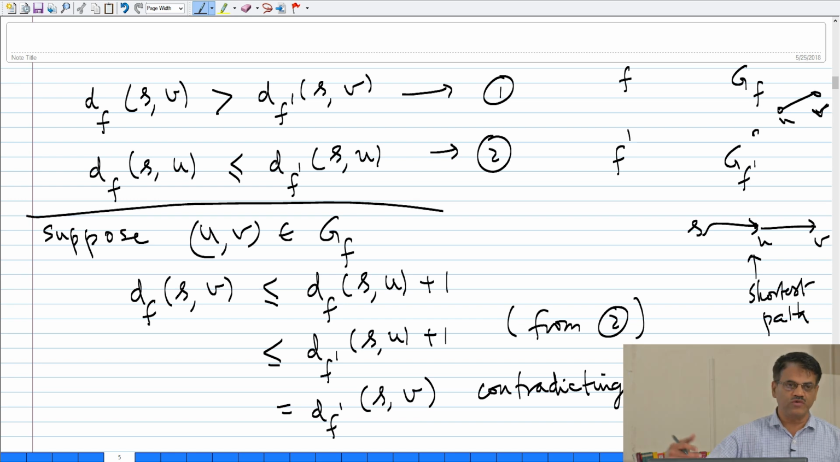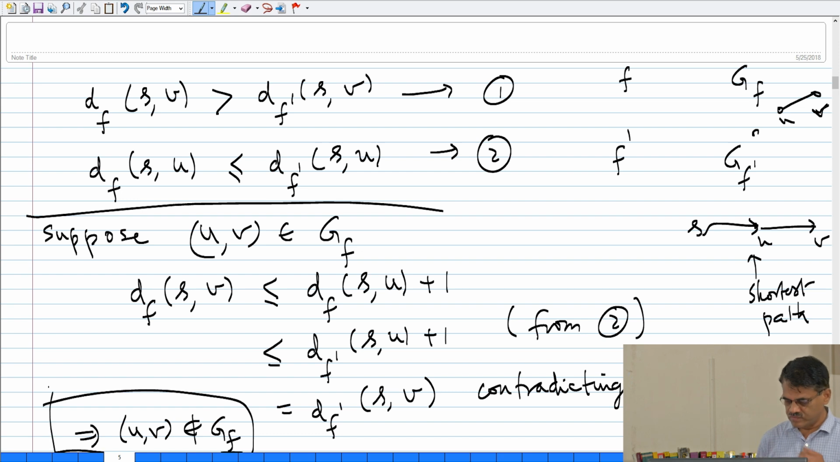Oh, but this is under the assumption that UV is in GF, but maybe not. Maybe this edge UV was not in. So, okay. So, what did I prove? I proved that UV is not in GF because I got a contradiction otherwise. Now, in this case also I will get a contradiction with this assumption and then we will be done.